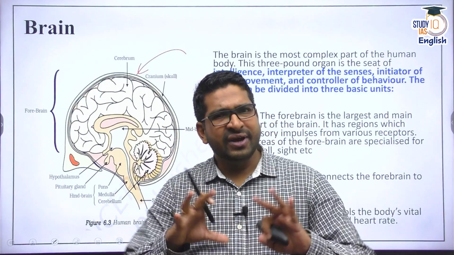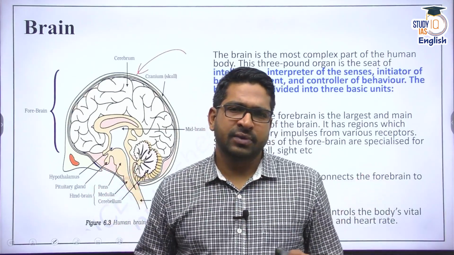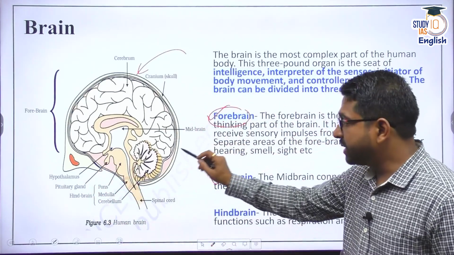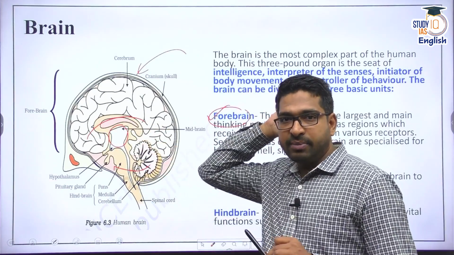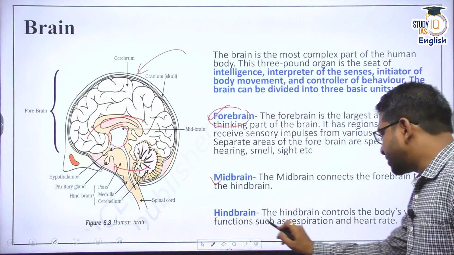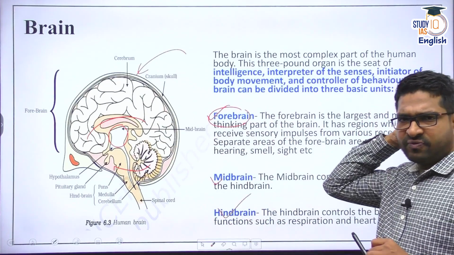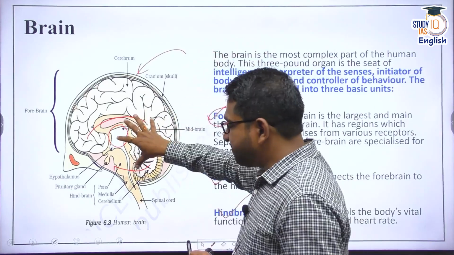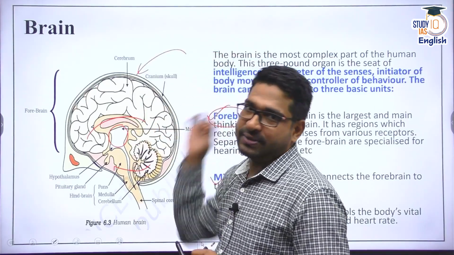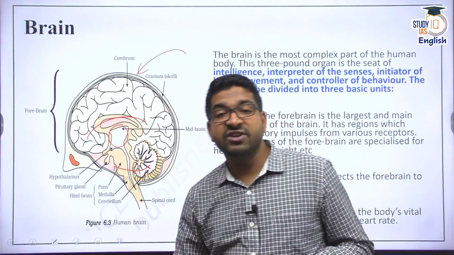It basically comprises 80 to 90% of your brain. Then we have a midbrain. It connects your forebrain with your hindbrain. Now hindbrain controls the body's functions. It is somewhere here. So we can say this is your forebrain, midbrain is somewhere in the middle, and your hindbrain is here. Now in this we have different parts.